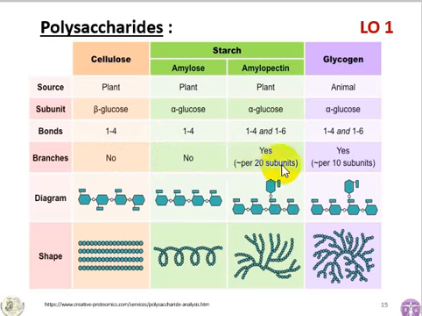In amylopectin, a branch occurs per 20 subunits and in glycogen per 10 subunits, which means that every 10 subunits the branch will start. This is the diagram of the cellulose and amylose, which is a straight chain, while in the amylopectin and glycogen there is a branched chain.